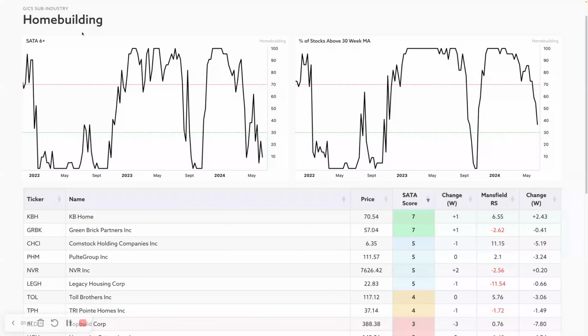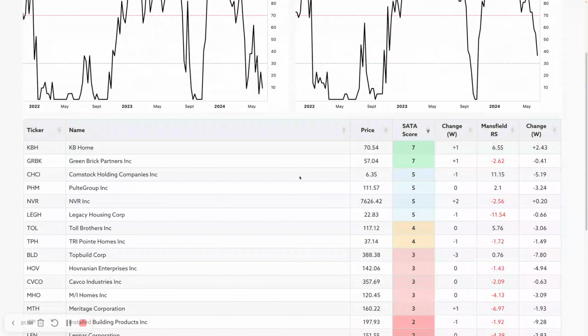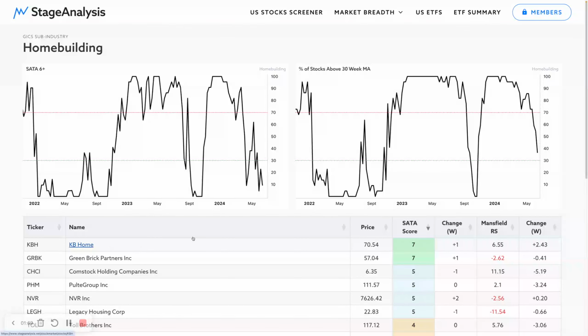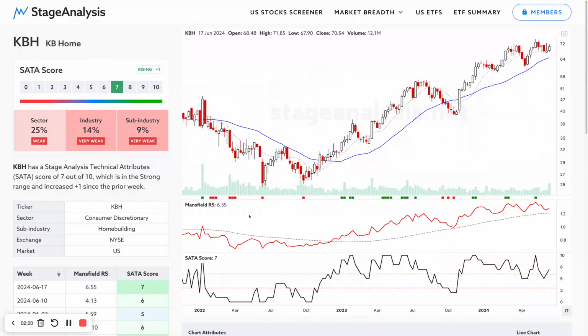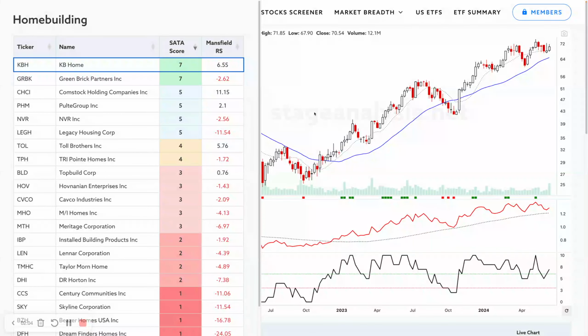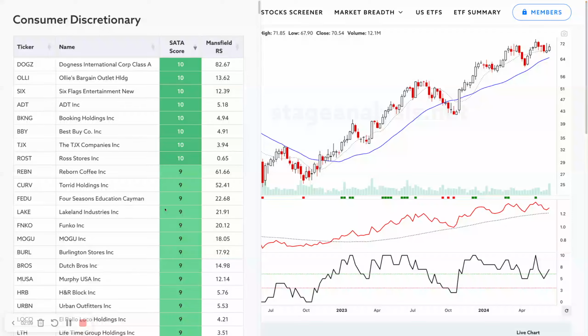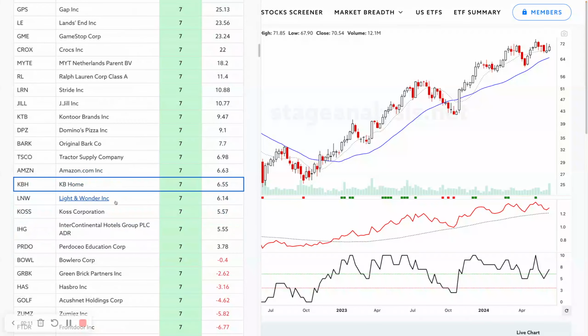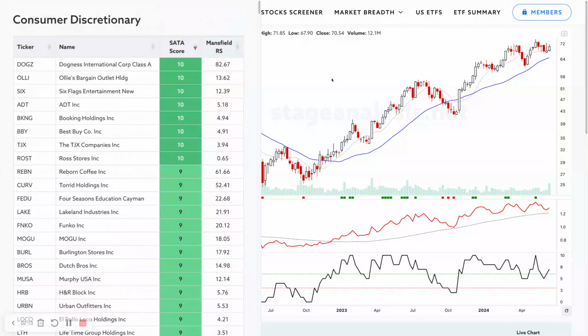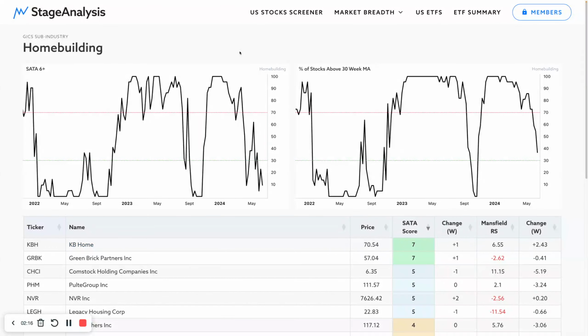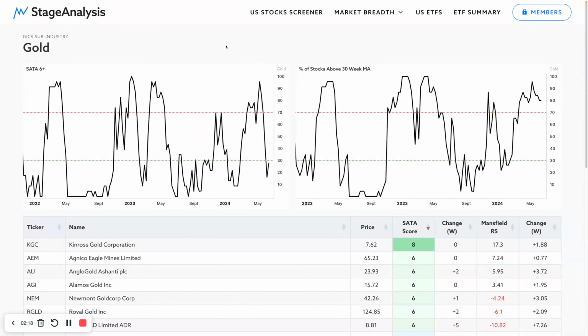So each individual GICS sub-industry has its own SATA 6+ chart and percentage of stocks above its 30-week MA, and you can get the SATA scores and the Mansfield relative strength below that. You can also click through into the individual stocks, obviously. So KBH, for example, here you can still see the same info when you click into the sub-industry bit, or you can go into the sector info as well and see where it is compared to the rest of its sector. So coming back out of that, we'll look at gold, for example, another one.